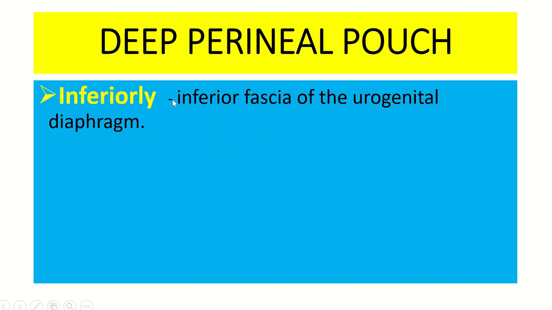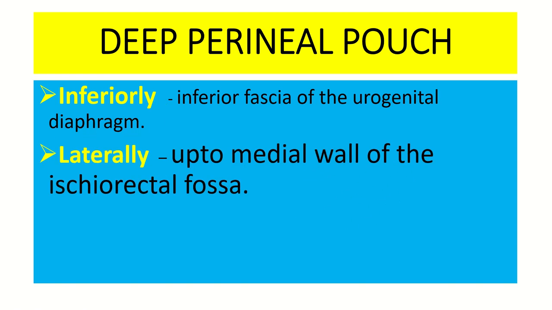First of all, the inferior boundary of the deep perineal pouch is the inferior fascia of the urogenital diaphragm or perineal membrane. So this point is very important. In every picture we have to find out the perineal membrane or urogenital diaphragm, and laterally it is up to the medial wall of the ischiorectal fossa. So medially we have to find out the medial wall of the ischiorectal fossa, which is the external anal sphincter.